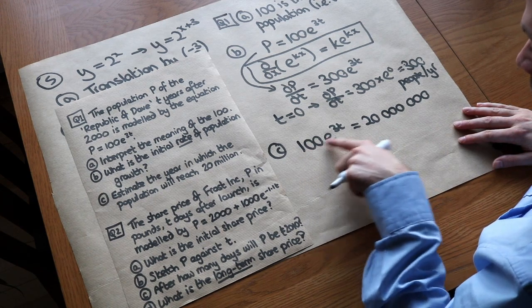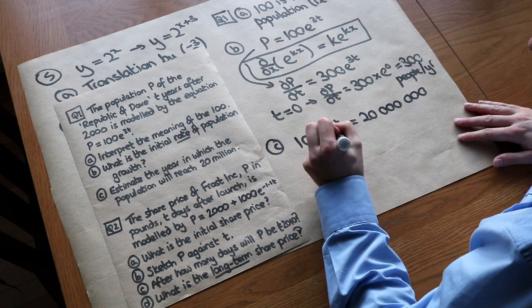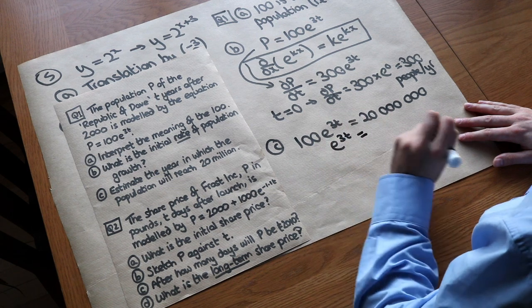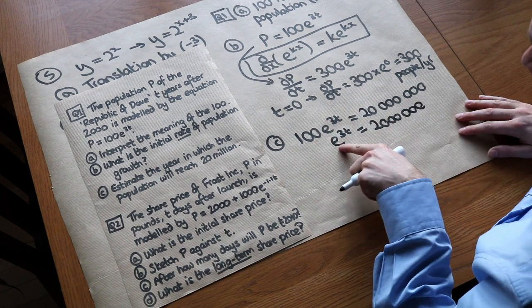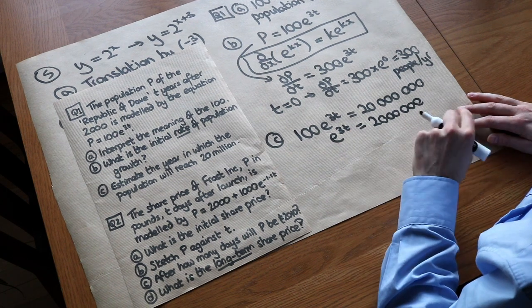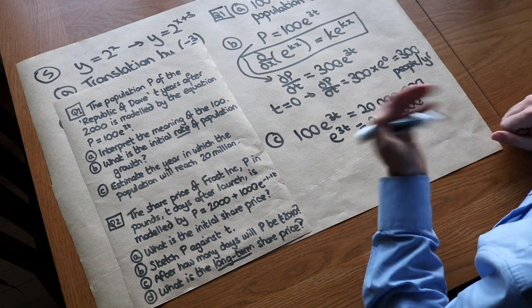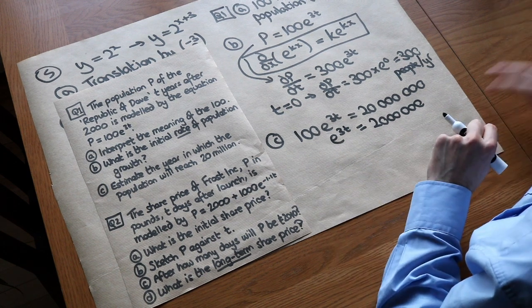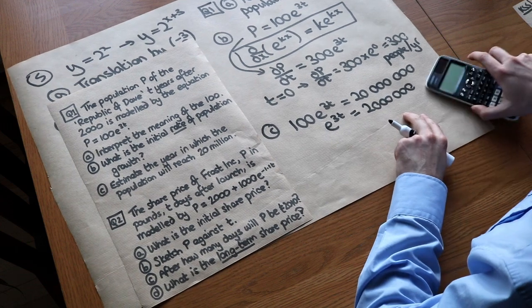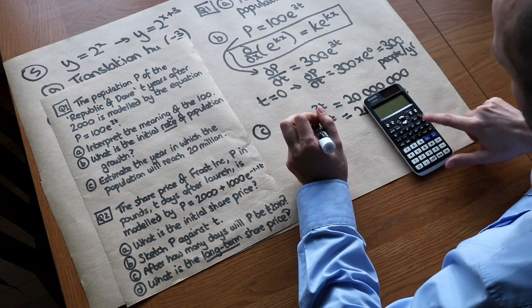Well, we've got this 100 in front of the exponential term, so let's just divide by 100. So e to the 3t is now equal to 200,000. And then somehow we need to get rid of that e to the power of in front of 3t. Now we'll see in another video in solving exponential equations that to get rid of the e to the power of, we do the inverse of it, which is the natural log. And that's actually the ln on your calculator.